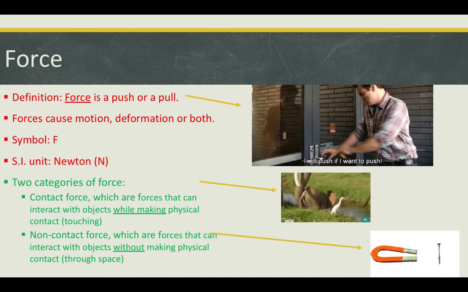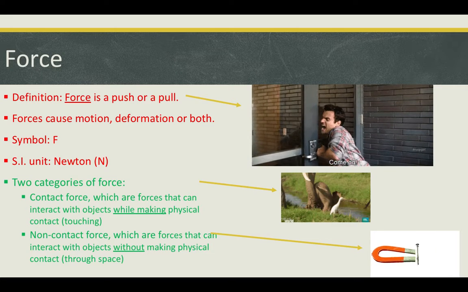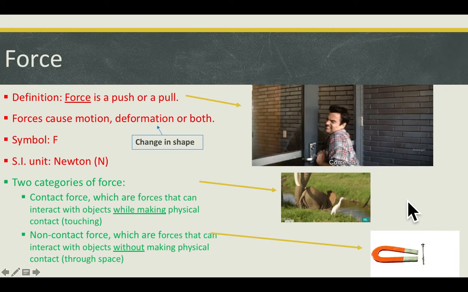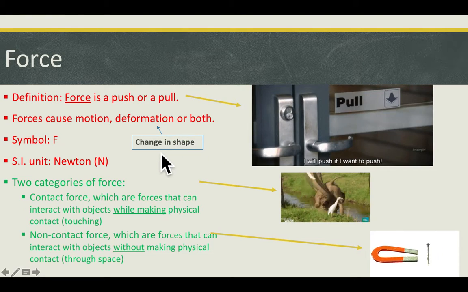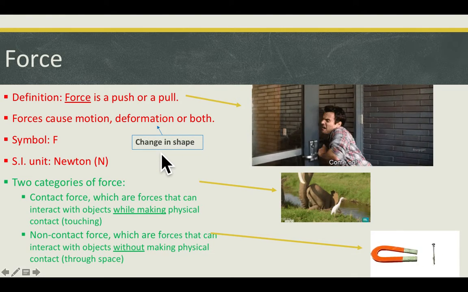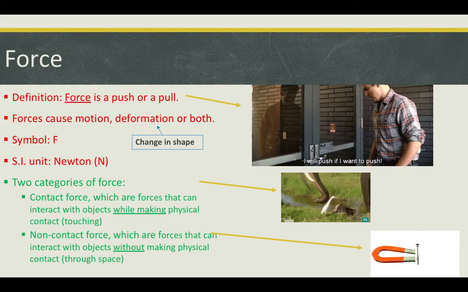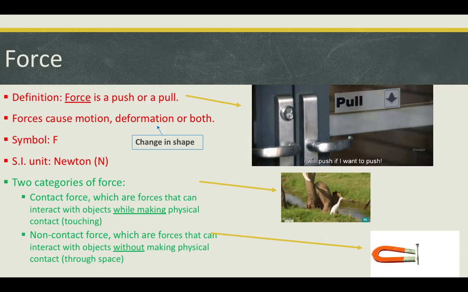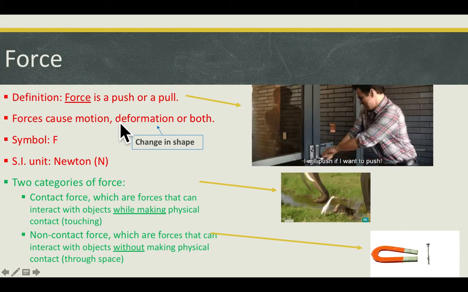Forces can cause different things to happen. Forces can cause motion or deformation or both. Deformation means a change in shape. So if something gets pushed and squishes, then that's a deformation. It changes shape. Or if something gets pushed and it moves, clearly that's motion. So those are the two examples of what forces can do.